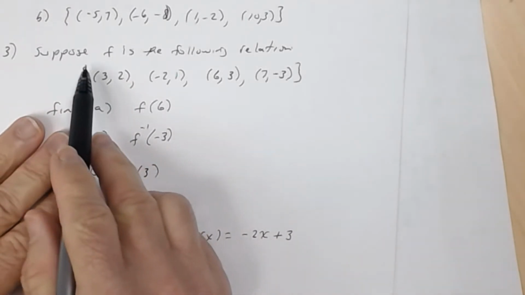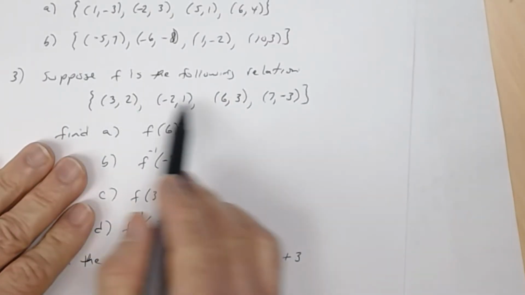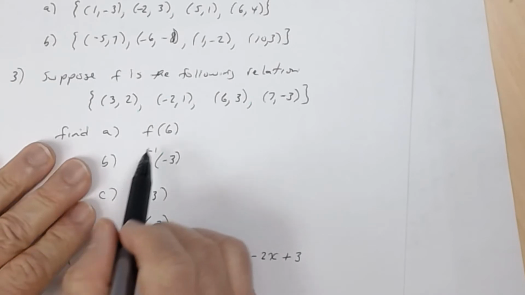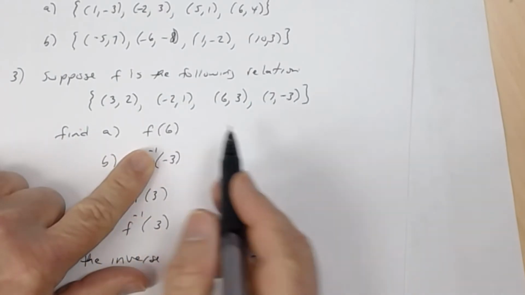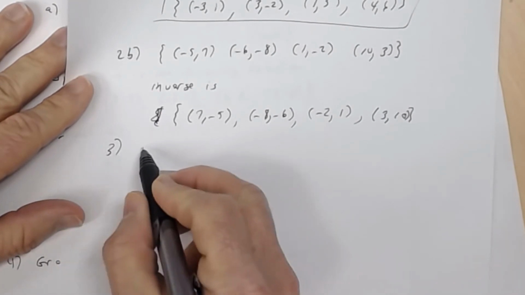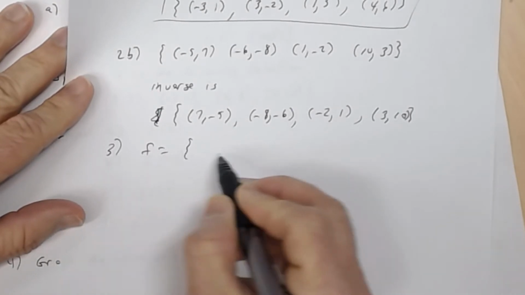All right, so here's your function f right here. Your function f has 4 points on it. What is f of 6? Remember, f of 6 means this. Let me go ahead and write this over so I can write some things down. So here's f, so f is this.